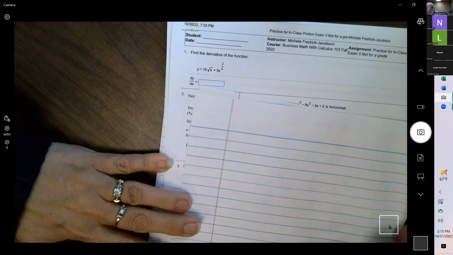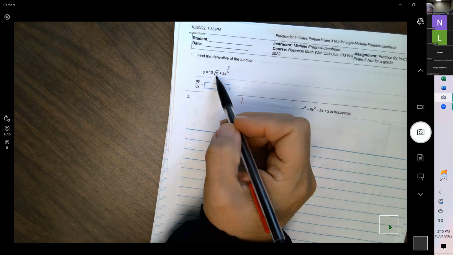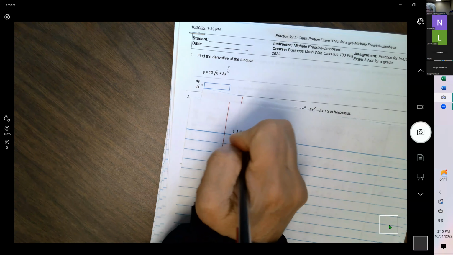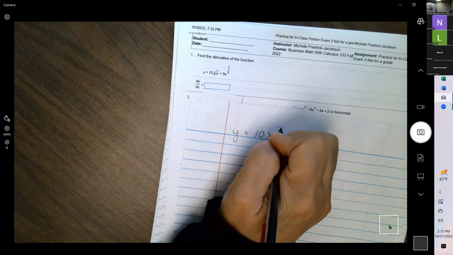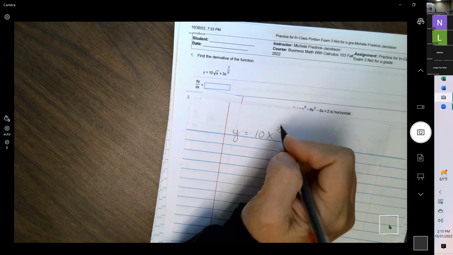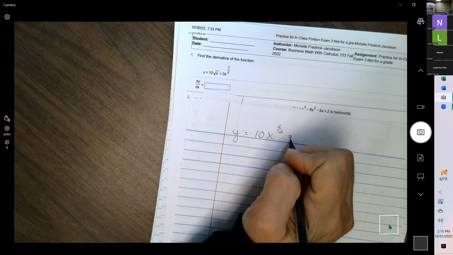This one, it's just a derivative. It'll just say take the derivative. But what you have to remember is when you have a square root, you have to rewrite it. And it's a fractional exponent. So to rewrite it, it would be 10x to the 1/2. This is a square root, so the denominator's 2. I'm just going to rewrite the other one.